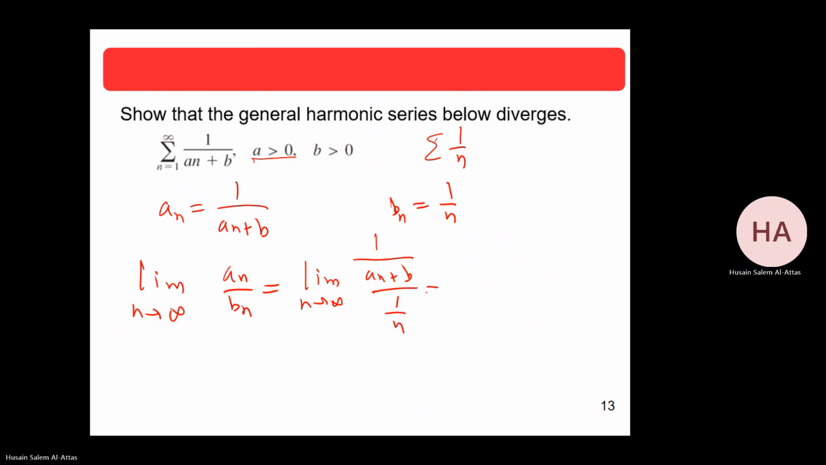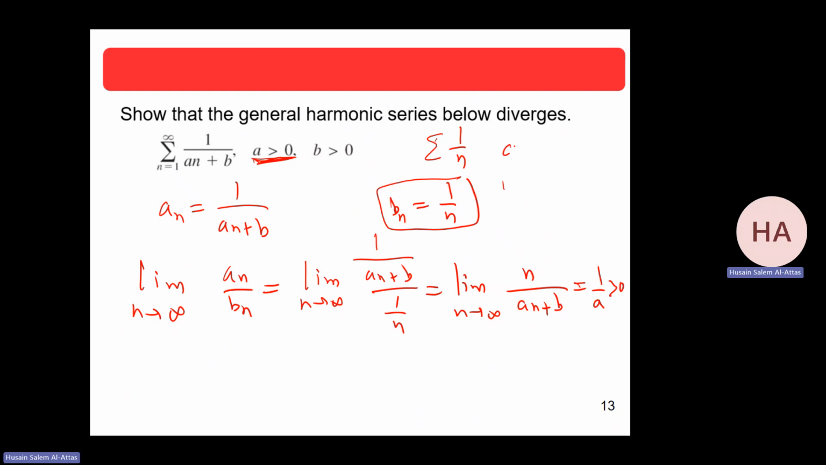I'm doing it in detail. That will be n over an plus b. Same degree, so the answer is 1 over a, which is positive, since a is positive, and finite. So for sure this new series which I made is a divergent series, the harmonic series. So that means my series 1 over an plus b will diverge. It's a divergent series.